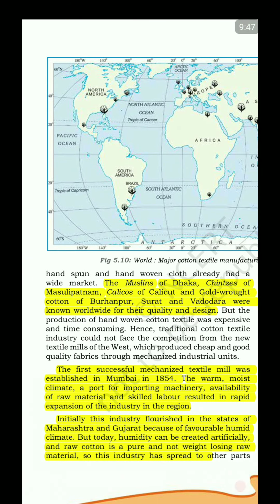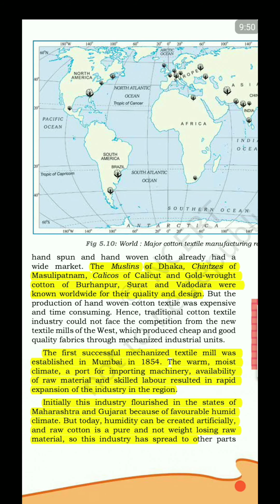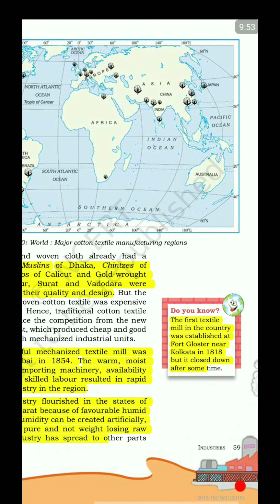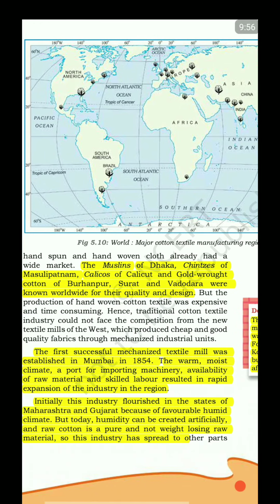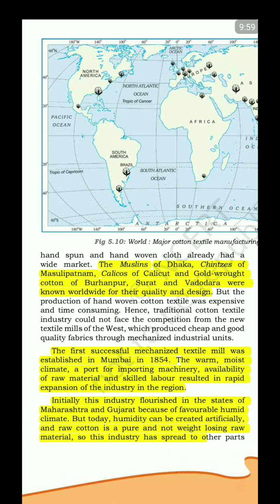The Indian hand spun, hand woven cloth already had a wide market. This is very important. So these facts come in your prelims. The muslins of Dhaka, the chintzes of Machilipatnam, the calicos of Calicut, where Vasco da Gama came first in 1498. Yes, the gold wrought cotton of Burhanpur, and Surat and Vadodara were known worldwide for their quality and design.